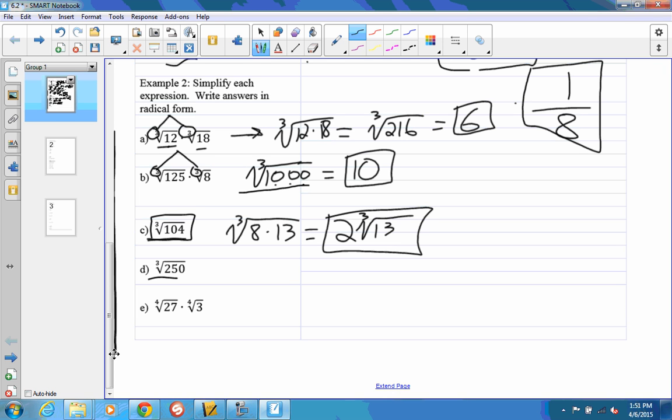All right, so go through your cubes. We know 8. We know 27. We know 64. That's 4. What's 5? 125. What's 250 divided by 125? So if I split this up as the cubic root of 2 times 125, what can I pull out of there? 5, right? So 5 cubic root 2.